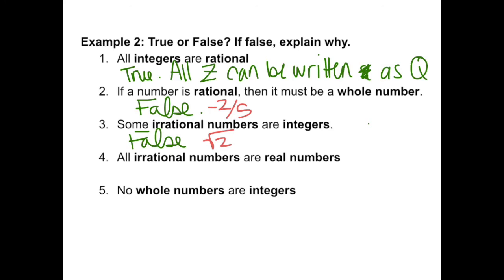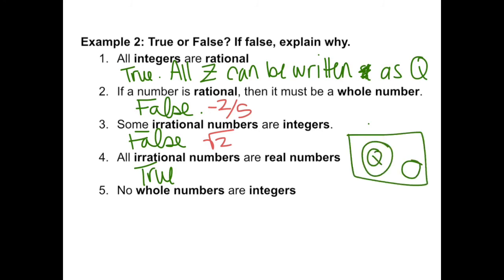Number 4, all irrational numbers are real numbers. This is true. Irrational numbers are just that separate bubble outside of the rationals. This is the big rational bubble. This is the irrational bubble, but they're all in the real numbers. Okay, all of them. So it's definitely true. Number 5, no whole numbers are integers. That's going to be false because again, of the way that we define these different types of numbers. If it is a whole number, like the number 5, it's automatically an integer by definition. An integer is a positive or negative whole number. So if it is a whole number, it's automatically an integer.